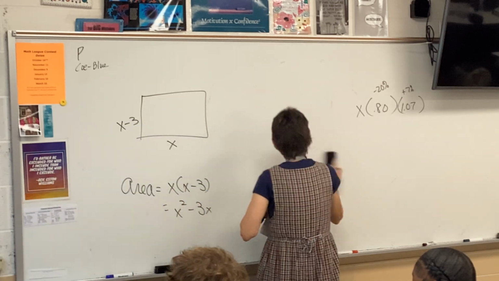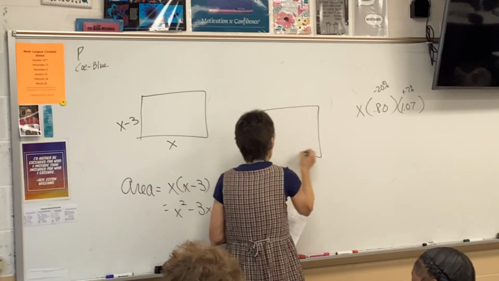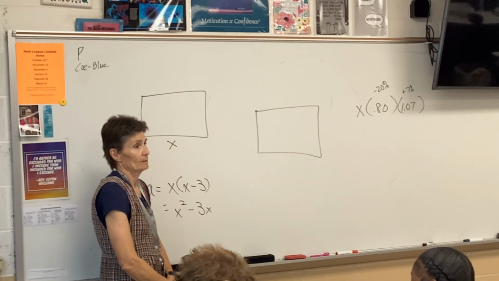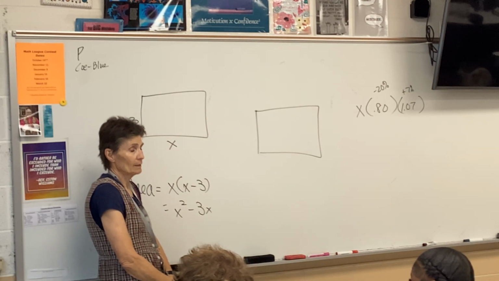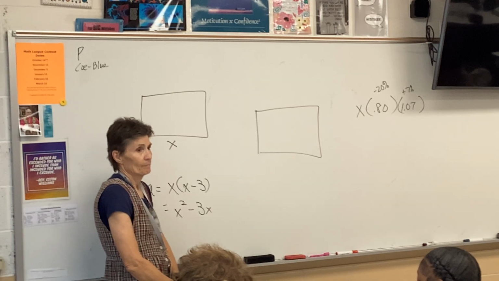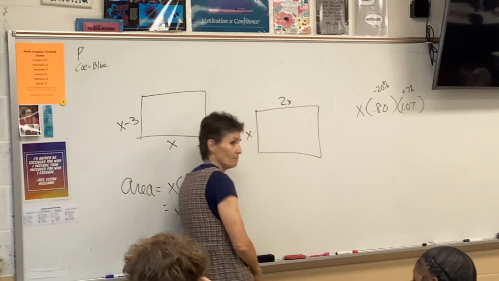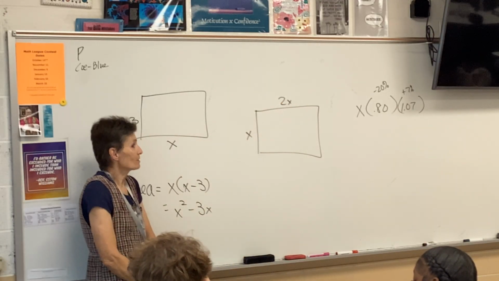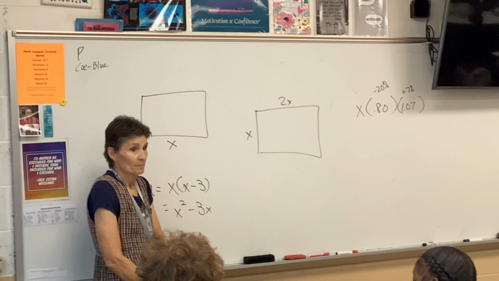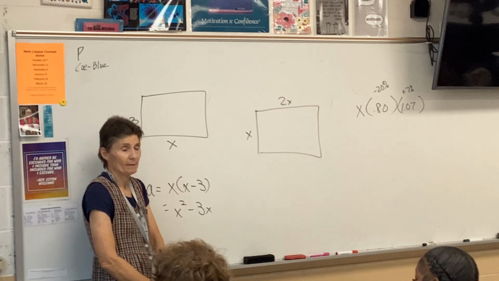How about another rectangle? And this time, the length is twice the width. So call this x and this 2x maybe? Yeah. Remember, you have to call something x. Pick something to call x. And then the other one, you'll know from the problem what it is.